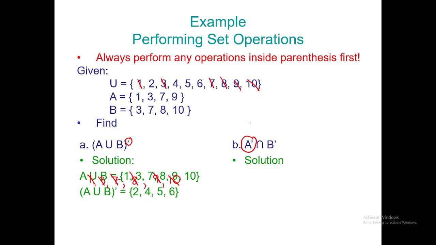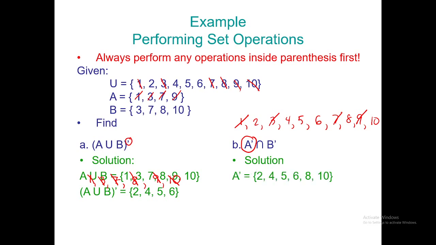Let me write the numbers again. We have 1, 2, 3, 4, 5, 6, 7, 8, 9, and 10. I remove 1, remove 3, remove 7, remove 9. What is left? 2, 4, 5, 6, 8, 10. Okay. So that is A complement.